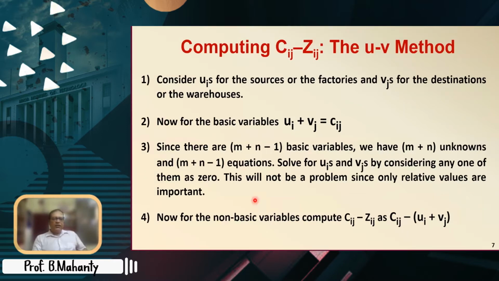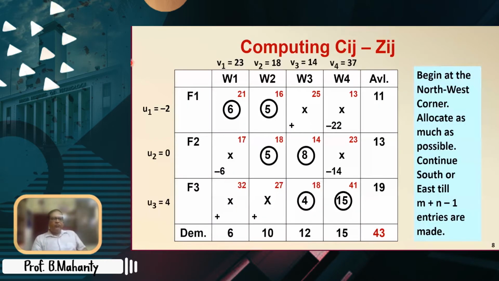So this is how to solve using the UV method. We can compute the Cj minus Zj values. We already discussed it in the previous class, so this is just a repeat. To find U1, U2, U3 and all the Vs, we have to start with one of them as 0. So let us say we take U2 equal to 0. Then V2 will be 18, because this is a basic variable and here we have a value of 18. These 0 and 18 together should be equal to 18.